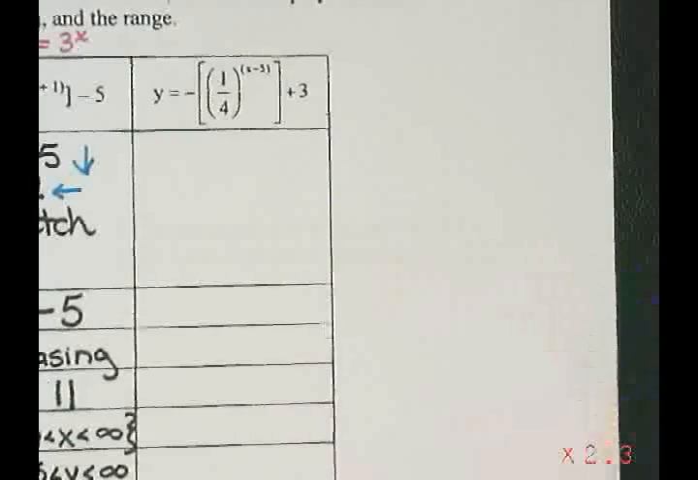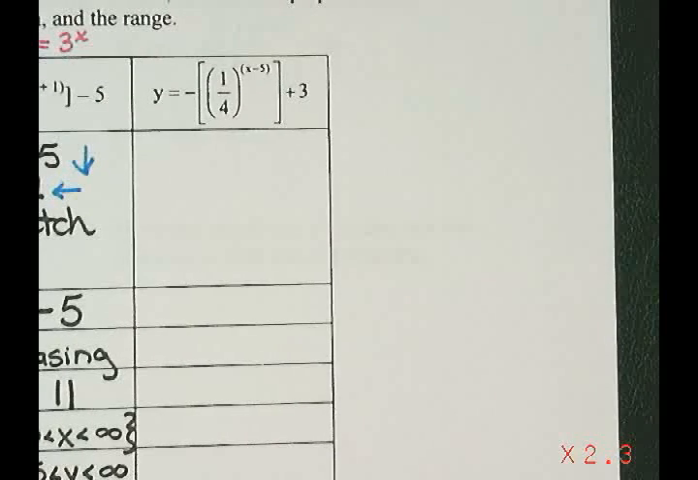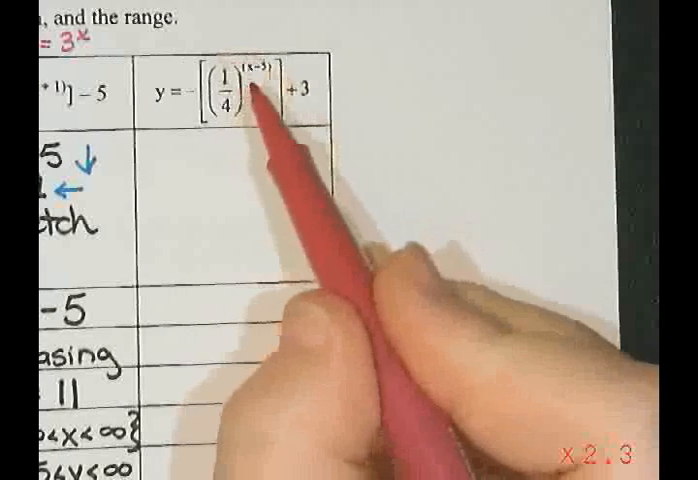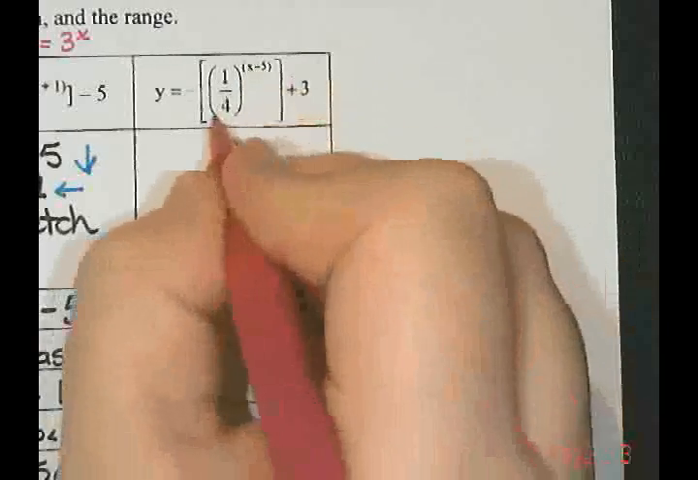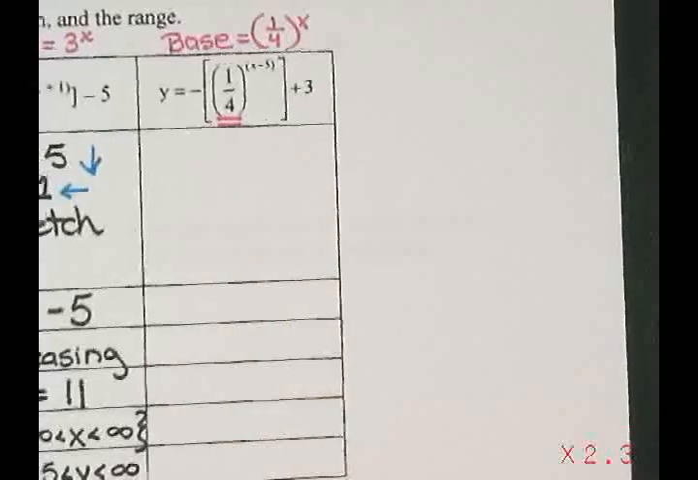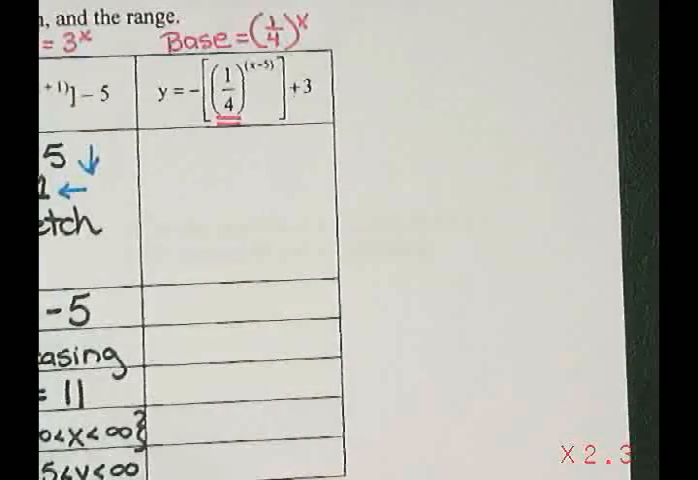So the very first thing that you always want to do is you want to find the base. And you can find the base because it's the one that the exponent is attached to. So there's the exponent, which means that the 1/4 is my base. So I'm just going to write here that the base is 1/4 to the power of x. That's going to come in handy in a minute.